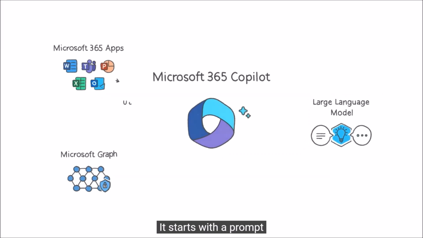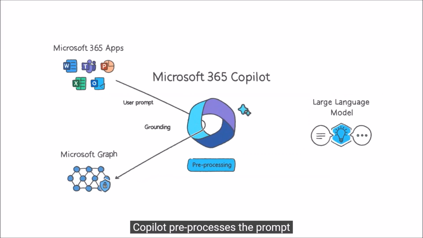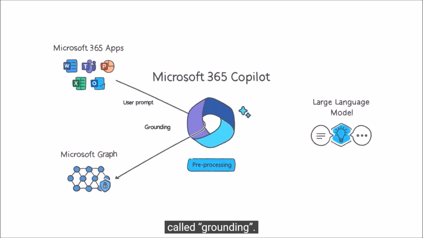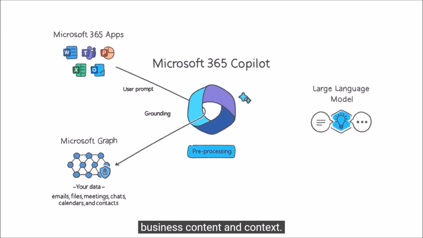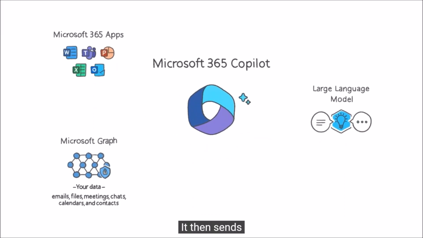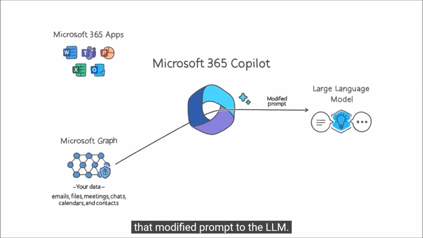natural language. It starts with a prompt from you in an app. Copilot pre-processes the prompt through an approach called grounding. Put simply, grounding improves the quality of the prompt, so you get answers that are relevant and actionable. One of the most important parts of grounding is making a call to the Microsoft Graph to retrieve your business content and context. Copilot combines this user data from the graph with other inputs to improve the prompt. It then sends that modified prompt to the LLM.